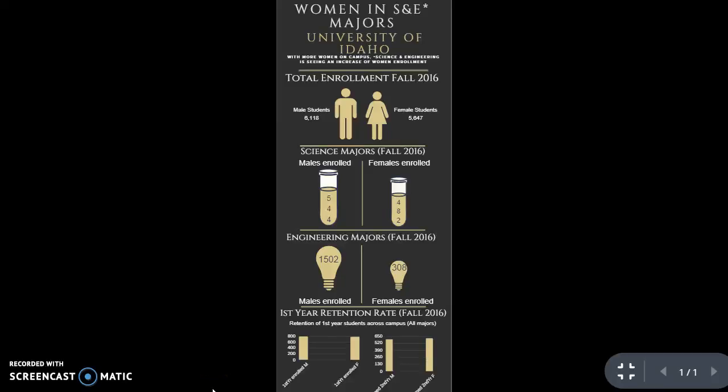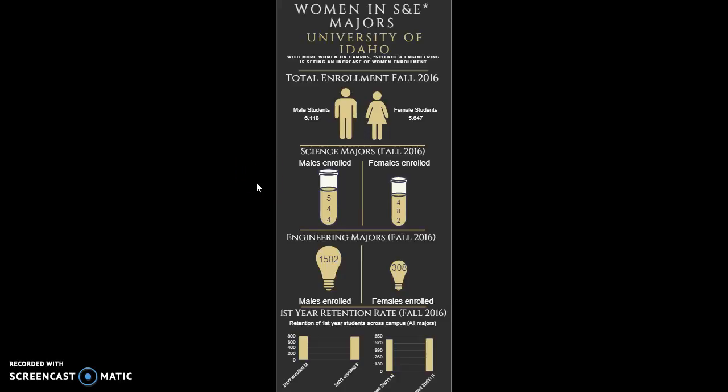The infographic I created is called Women in Science and Engineering Majors at the University of Idaho. It depicts data of women versus men enrolled in specific majors on campus. I chose this topic for the infographic to bring awareness to the overall enrollment of students and then science and engineering majors for females and males. To begin, we're going to look at the layout.